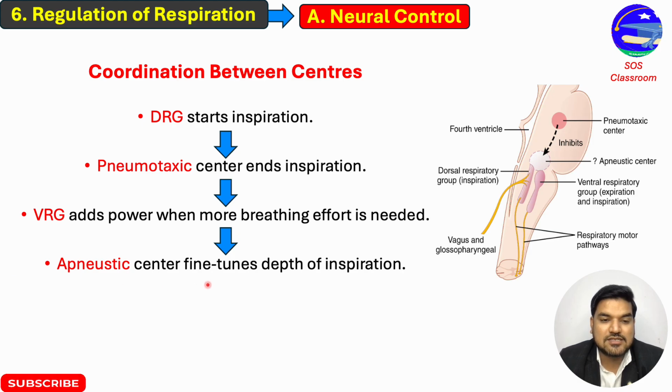And the pneumotaxic center fine-tunes the depth of inspiration. The apneustic center controls the fine-tuning between inspiration and expiration, and the taking of deep inspiration and deep expiration. So this is how coordination occurs between the different centers. There are two centers in the pons and two centers in the medulla.